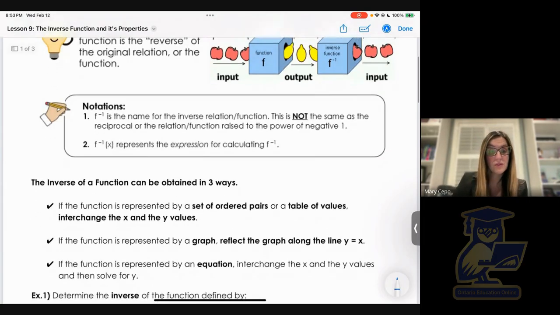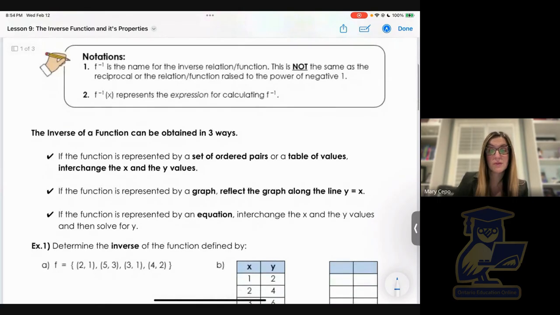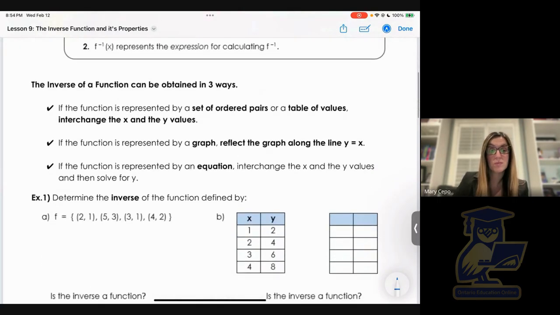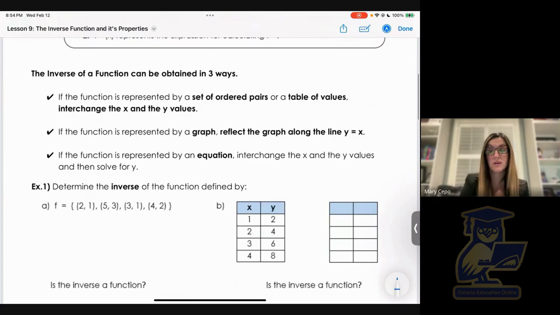Okay, so the inverse of a function can be obtained in three different ways. The first way would be if the function is represented by a set of ordered pairs or a table of values, all we do is interchange them, which is a fancy word for switch. All our x values in our original function f of x become the y values for f inverse of x. Likewise, y values for my initial function f of x become the x values for the f inverse of x.